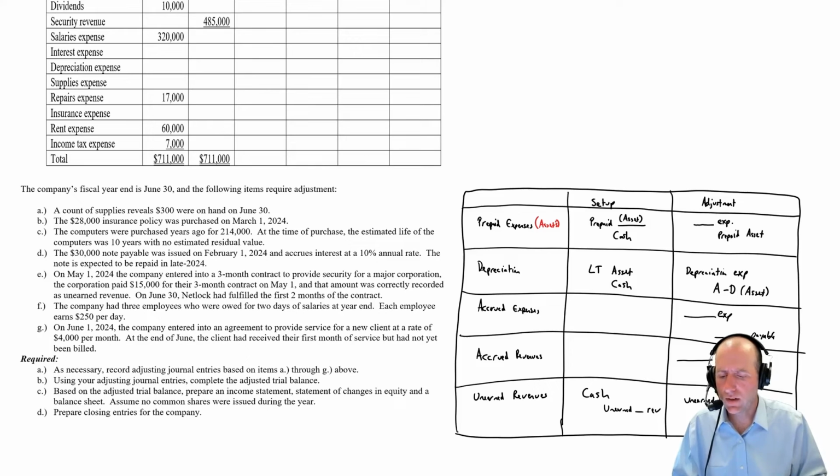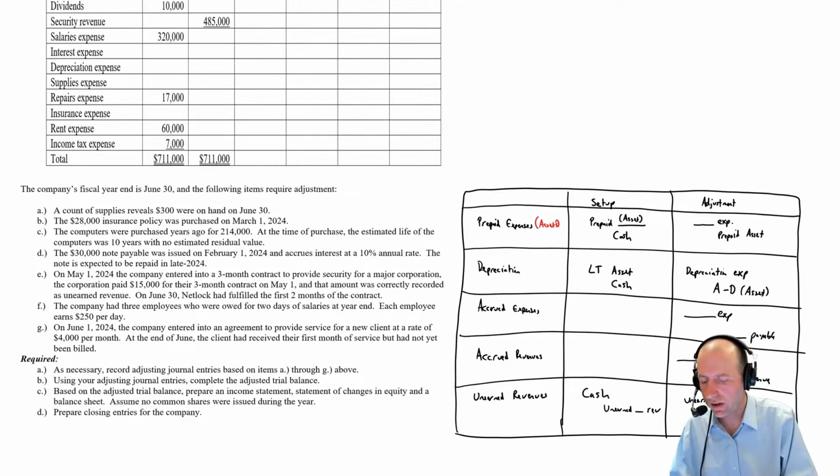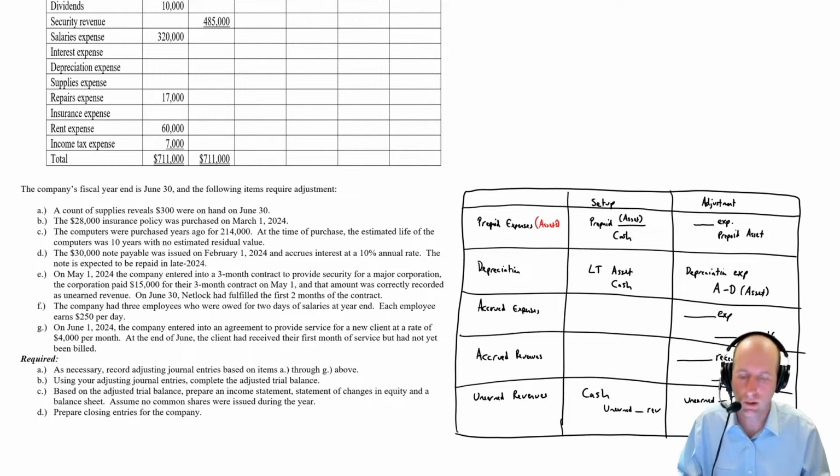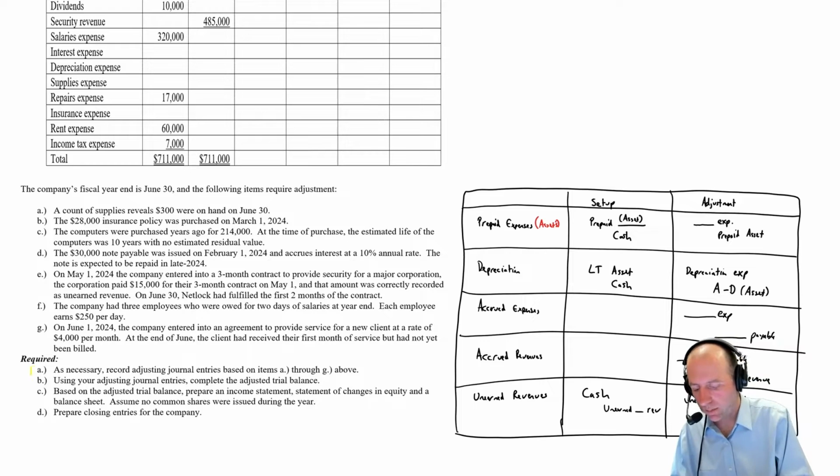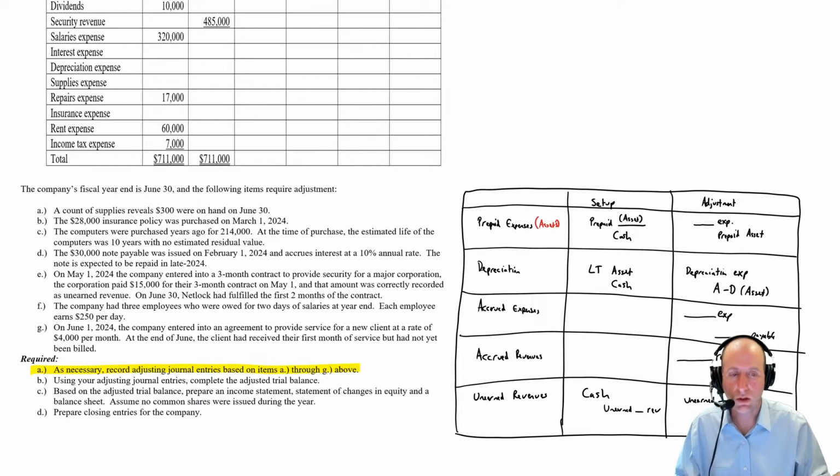It says the company's fiscal year end is June 30th, and the following items require adjustment. And there's a big long list, A, B, C, D, E, F, G. So we're going to have 7 items requiring adjustment. And part A says, give us some adjusting journal entries.